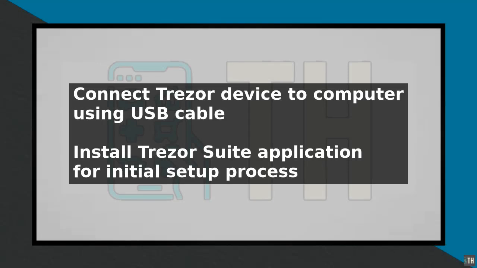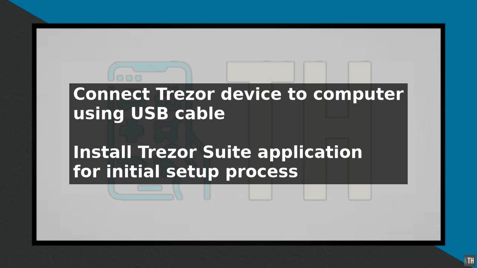To get USDT on Trezor, start by ensuring you have a Trezor hardware wallet and a computer with internet access. First, connect your Trezor device to your computer using the provided USB cable and install the Trezor Suite application if you have not already done so.